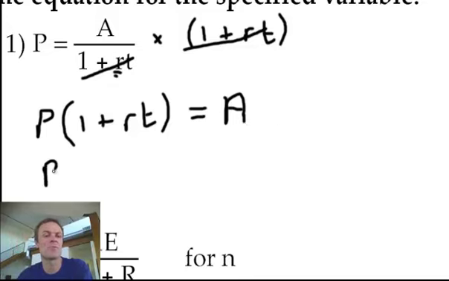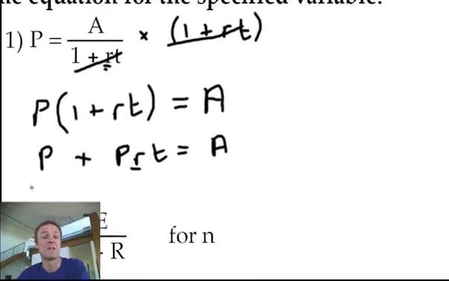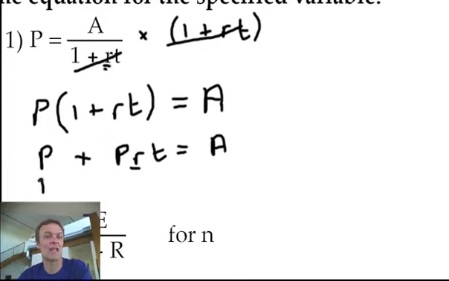P times 1 is p. P times rt, all you can write is prt. They're not easy, aren't these? It's just years of doing it, you get used to it. So all I've done is the distributive law. Remember, I'm still trying to get to that r. I want to get rid of this. Well, that's a plus p, so let's minus a p from both sides.